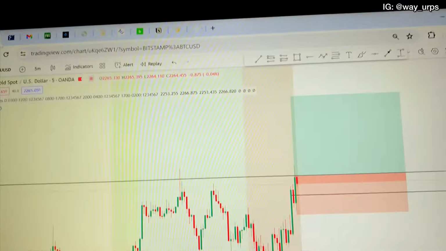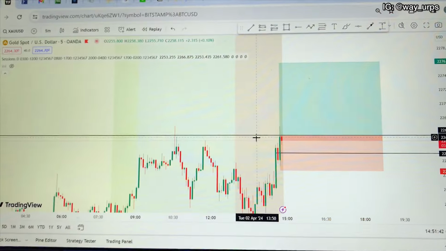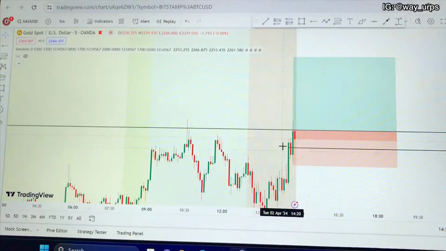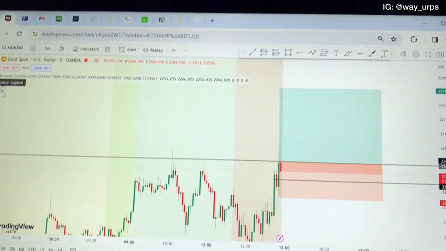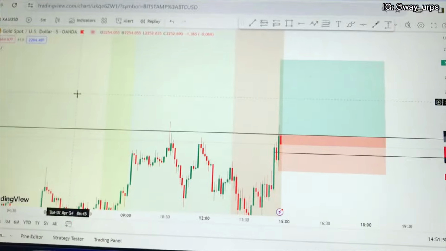Okay, let it load a little bit. While it's loading, let us go back to here. So this is the trade here. I'm looking for a continuation in buy. I don't know what the outcome is going to be. I hope it's going to be a good setup. But let's see how it goes.